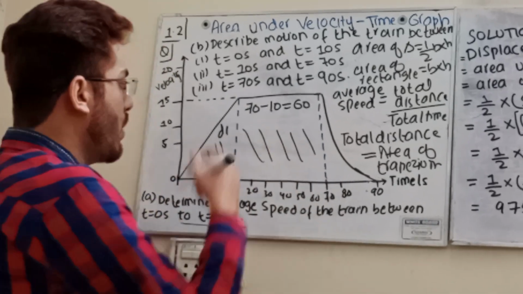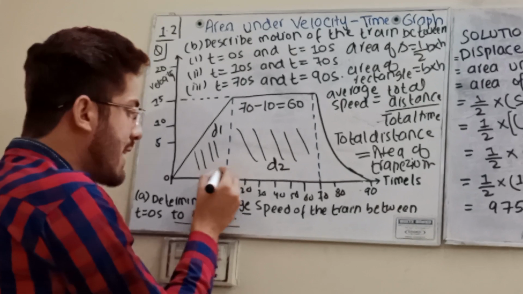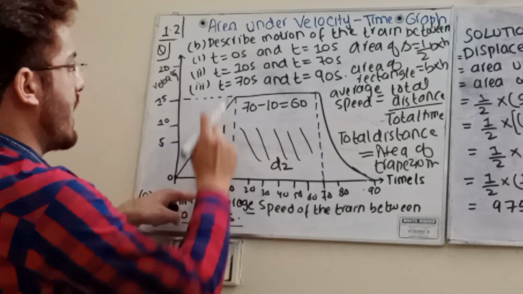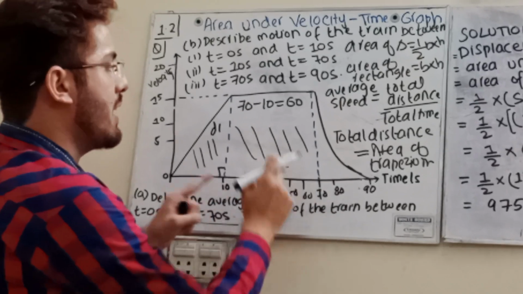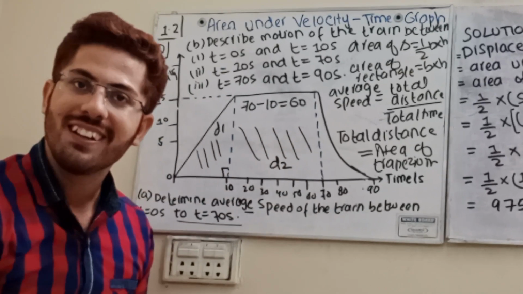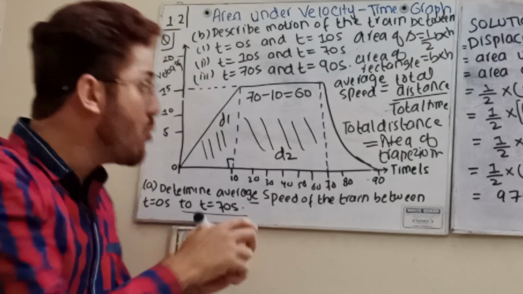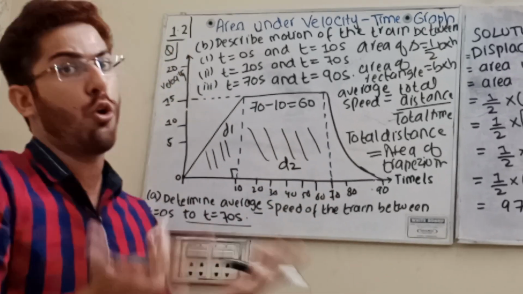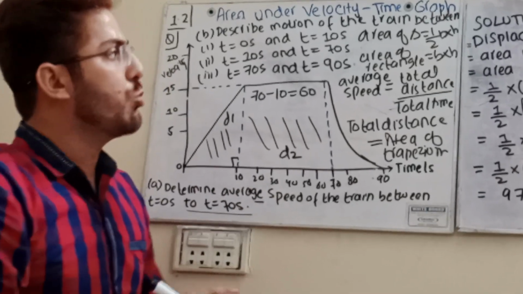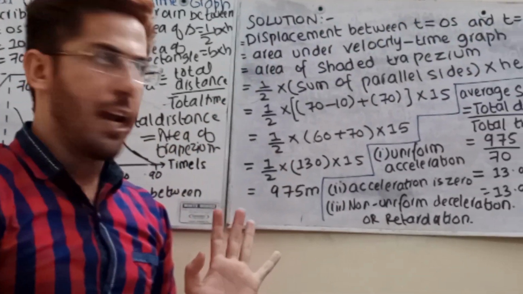You have to split into D1 and D2 and add. First of all, you apply the area of a triangle, half base into height. Then you apply 70 minus 10 is 60 multiplied by 15. Then you add, and you get the same answer. Either you combine or you apply the trapezium formula, you get the same answer. Now see, student, over here the displacement between 0 to 70, I know.